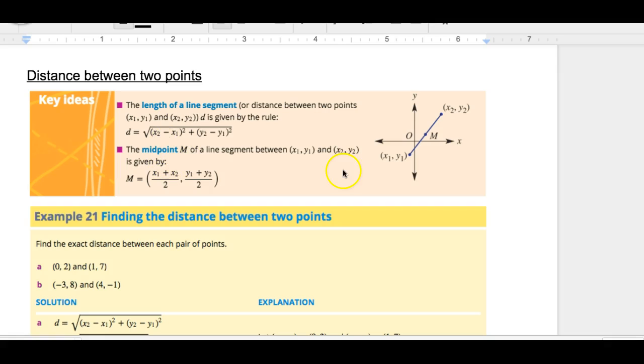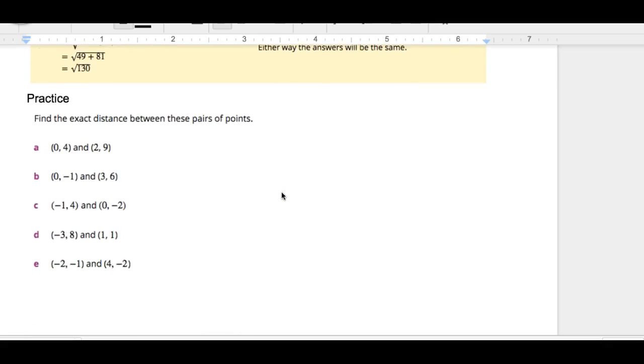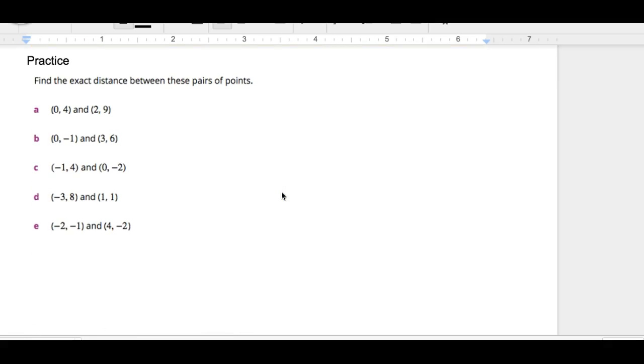Now, the midpoint is the midway point in the line segment. Basically we add the two x values and divide by 2, and add the two y values and divide by 2. This here is a set of coordinates, and we can see that because we've got a comma here. So you're going to get one number here and another number here. There are some examples there that you can look at, but let's have a look at applying the formula.